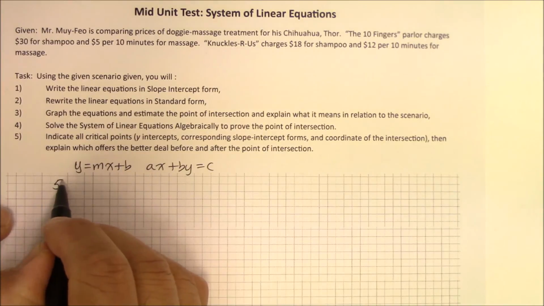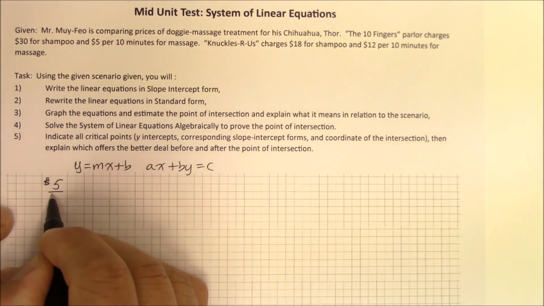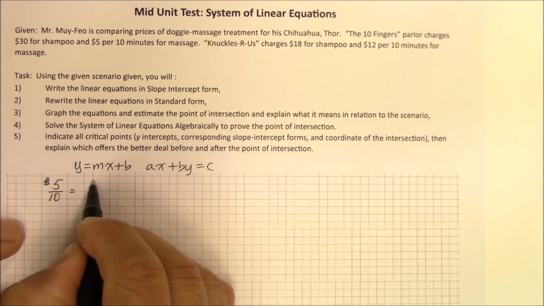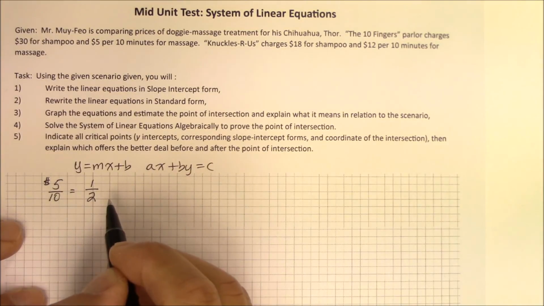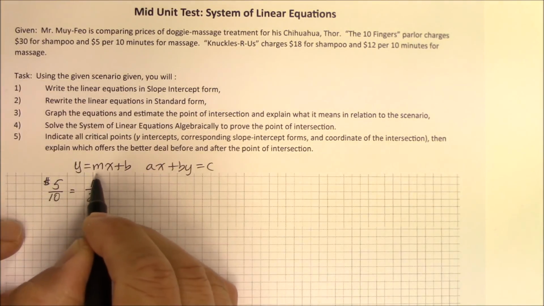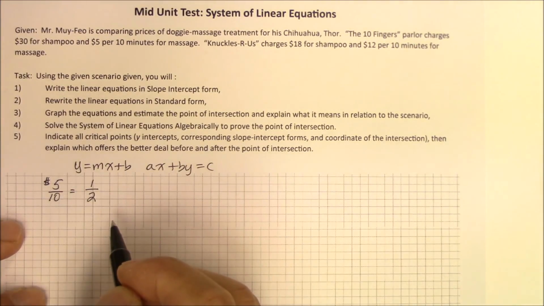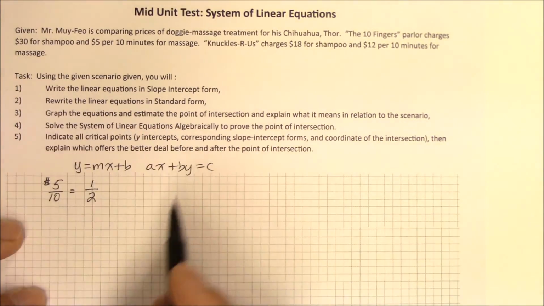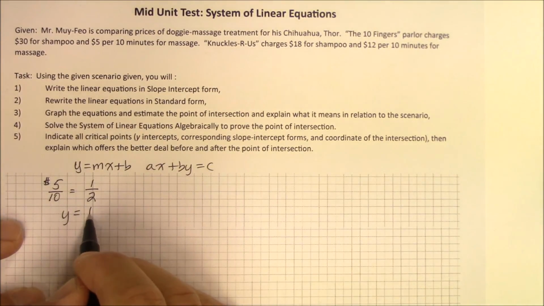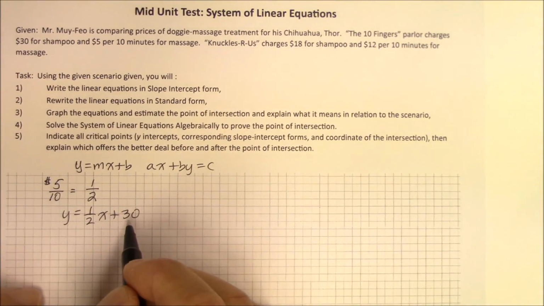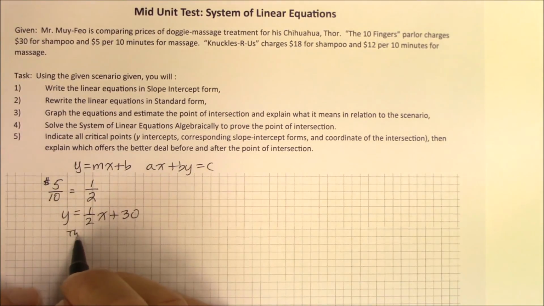If it's $5 per 10 minutes, then if we reduce that, the common factor is 5, so it's going to be $1 for every 2 minutes. That's basically like saying 50 cents a minute. But we want to leave this in fraction form for our slope-intercept form. So the rate is $0.50 or 50 cents per minute. But initially, you still have to pay $30 for shampoo. So it's going to look like this: y is equal to 1/2 x plus $30 for shampoo. That's what it costs for this place called the 10 Fingers.